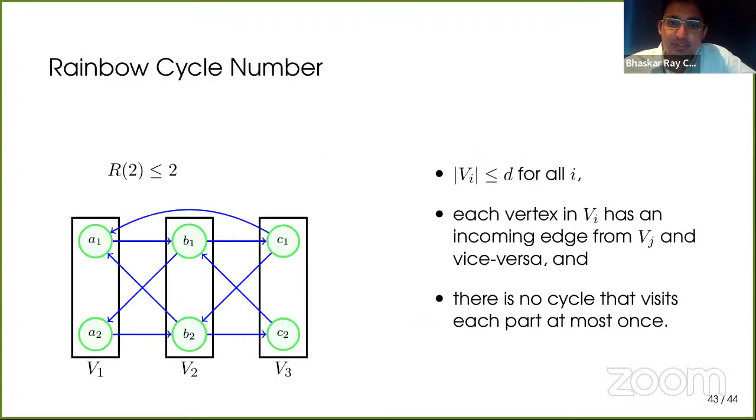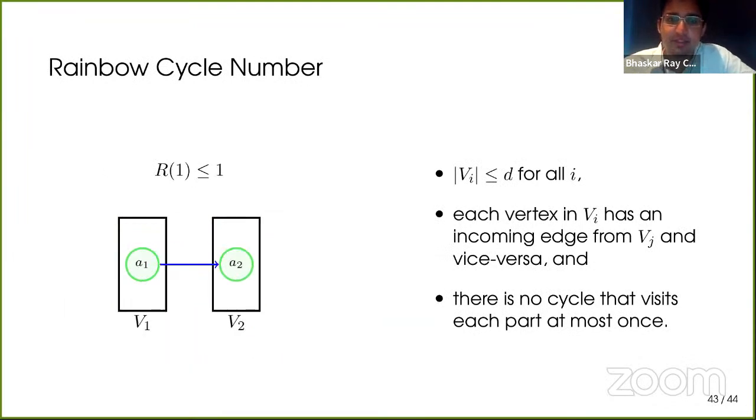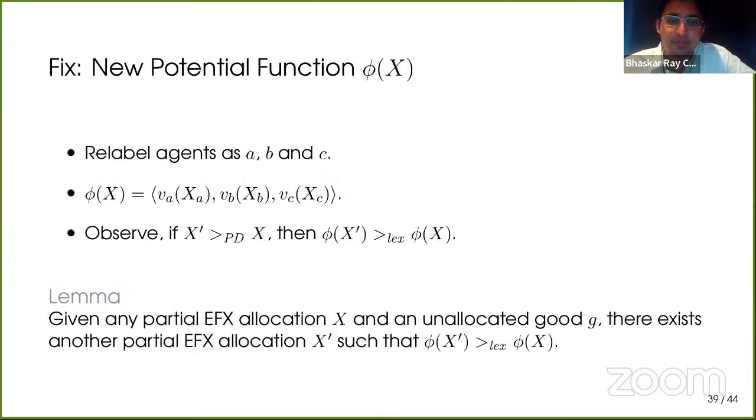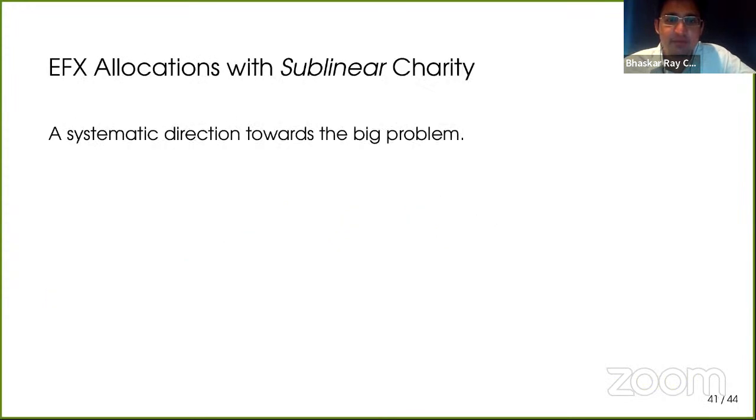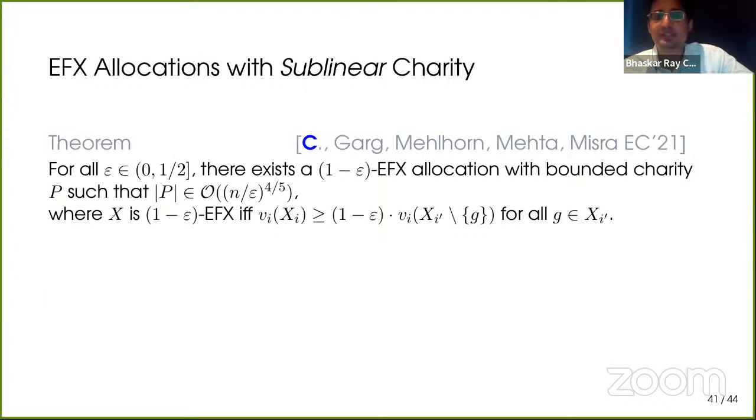Okay, thanks. Yeah, maybe I shouldn't make that assumption. So 1 minus epsilon EFX. I had it in the definition, but I quickly skimmed over it because I just wanted to say it's like an approximate EFX. So in EFX, what do you have? V_i(X_i) is greater than or equal to V_i(X_i') minus g, right? So here you just scale it with 1 minus epsilon. That's it. So that's 1 minus epsilon EFX.